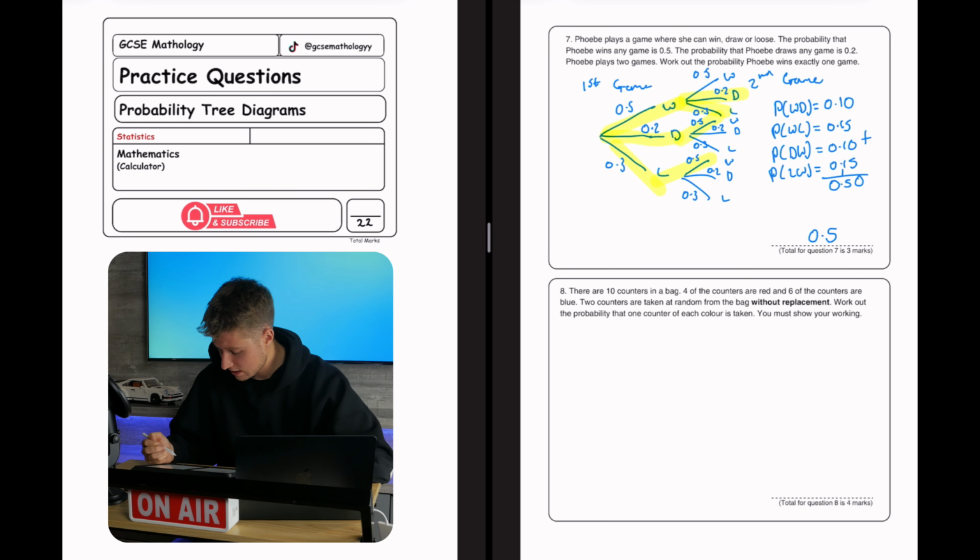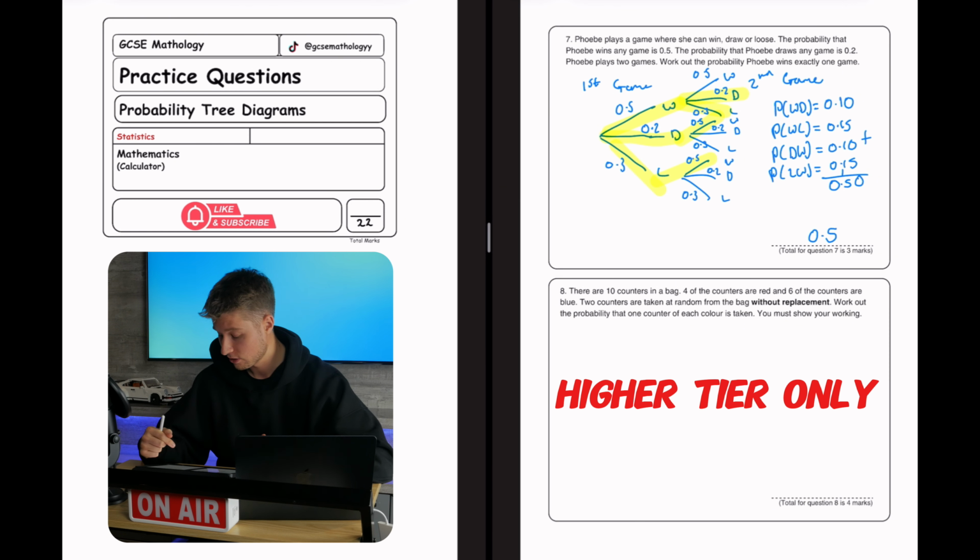This final question says there are 10 counters in a bag. 4 of the counters are red and 6 of the counters are blue. 2 counters are taken at random from the bag without replacement. Work out the probability that 1 counter of each colour is taken. You must show your workings.